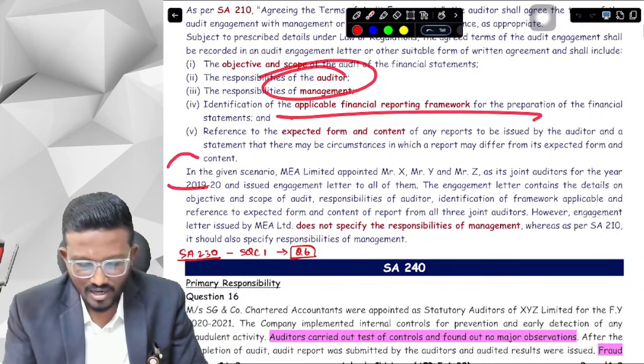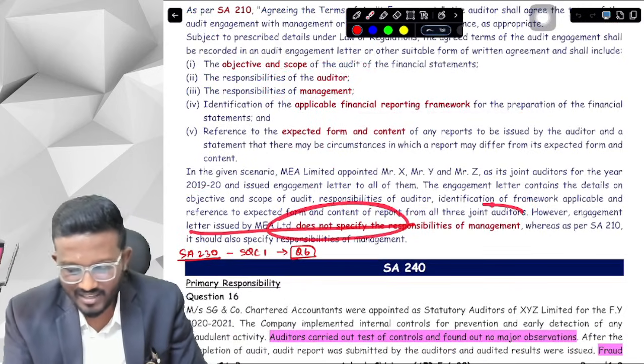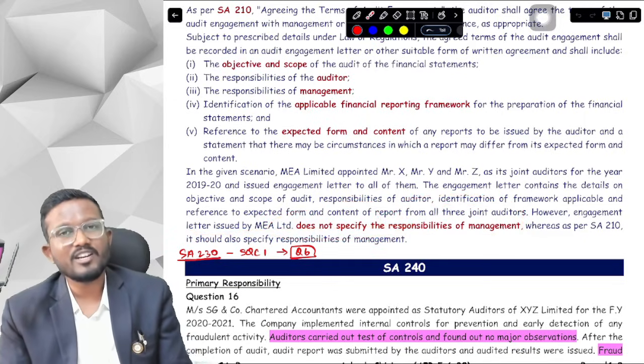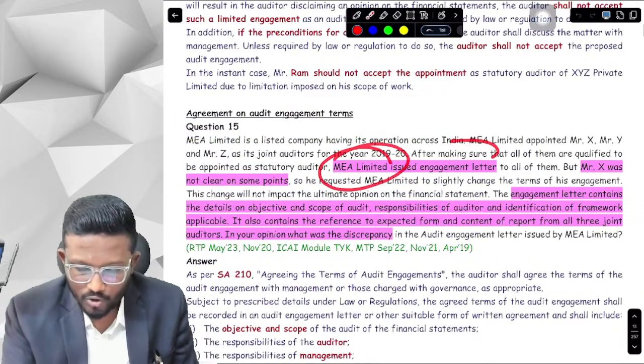In the given scenario, we will highlight what happened, and then we will say that the engagement letter does not specify the responsibilities of management, where it should specify. Now sir, you mentioned that we need to also say that Mia Limited, the company, should not have issued the engagement letter.